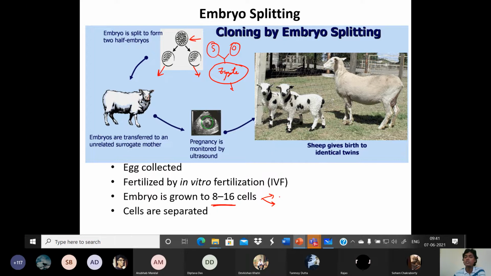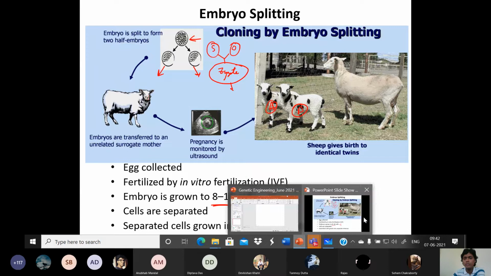Now those two split embryos can be implanted in some surrogate mother, like in some other sheep, in this case sheep. So finally, from those two split embryos, you will get two sheep. These two sheep are exactly similar to each other, so sheep A and sheep B. Why? Because they are the product of the same zygote, and this is called embryo splitting. Now, this is very simple, right?